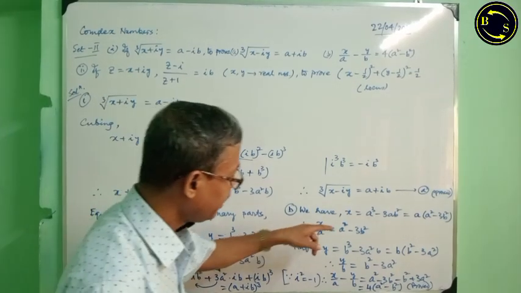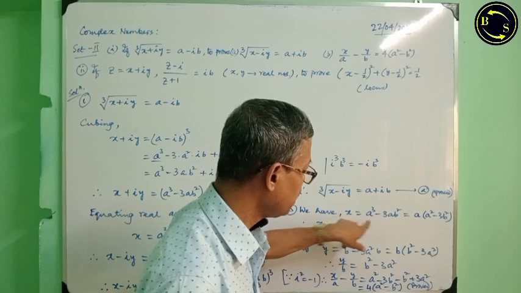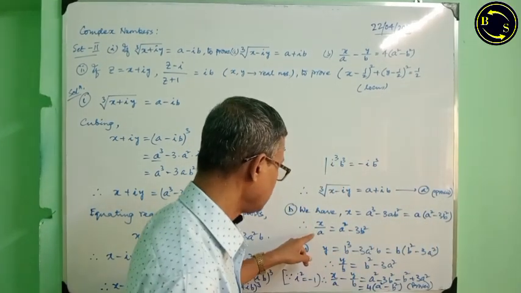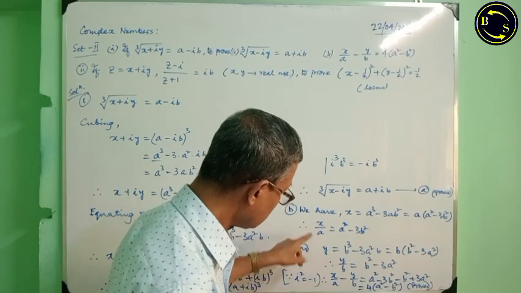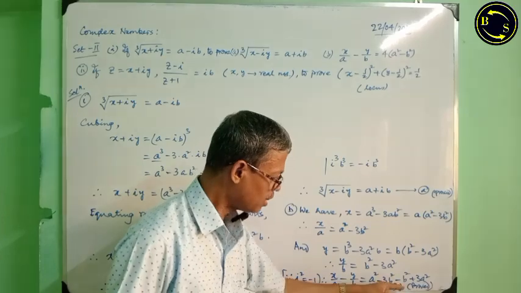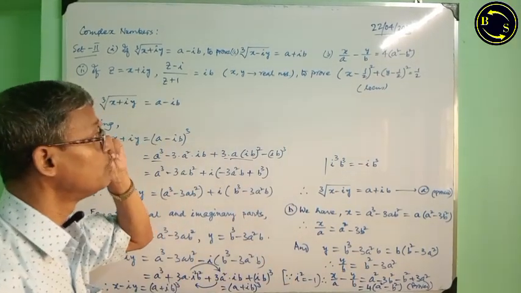Note x equal to this expression. We see a is the common factor. I have taken a common factor from that, x by a. Similarly, we have got y by b. Then we have subtracted y by b from this, and after simplification, the result is this. Therefore, the part is proved.